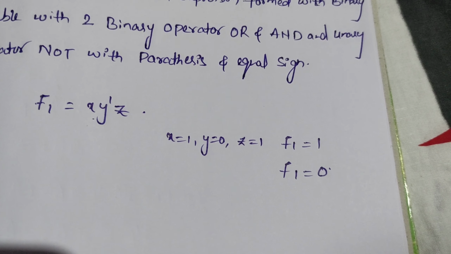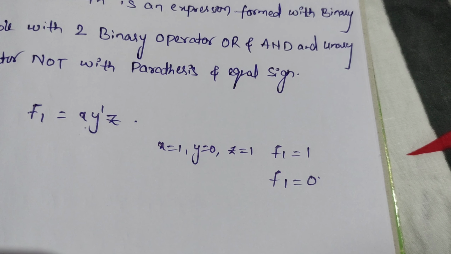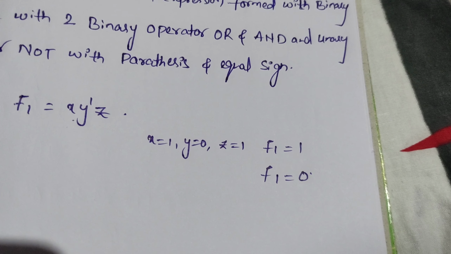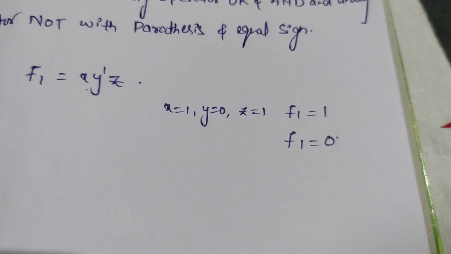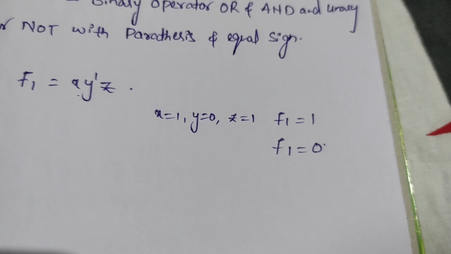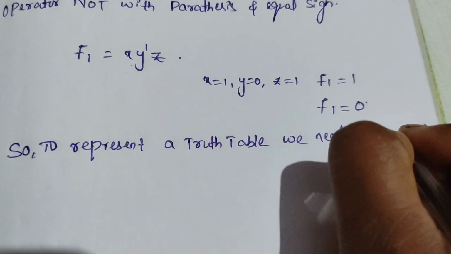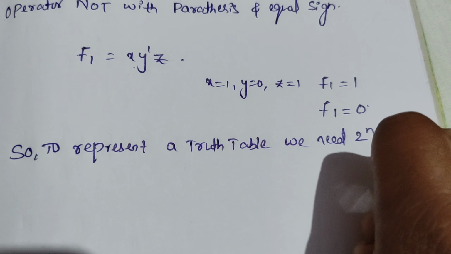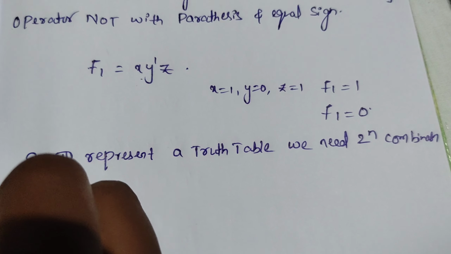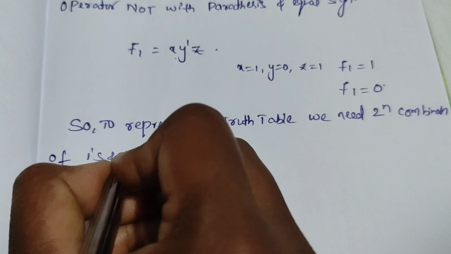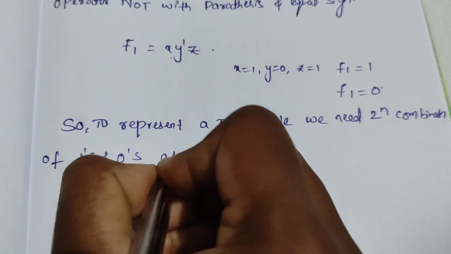Before going to see the truth table, let us define what a truth table is. A truth table tells the value of the function depending on the 2 power n combinations of n variables. So to represent a truth table, we need 2 power n combinations of ones and zeros of n binary variables.